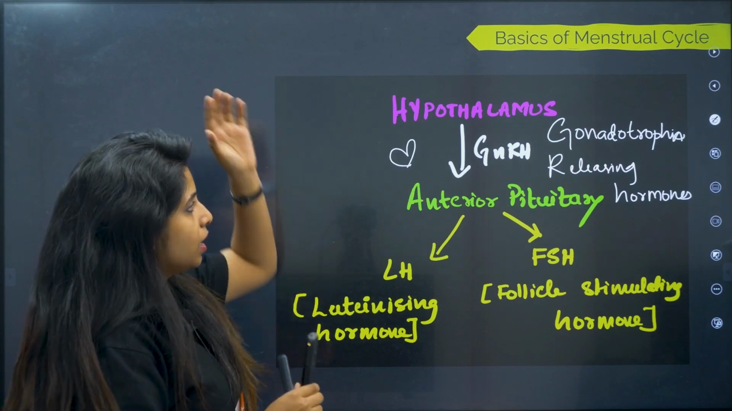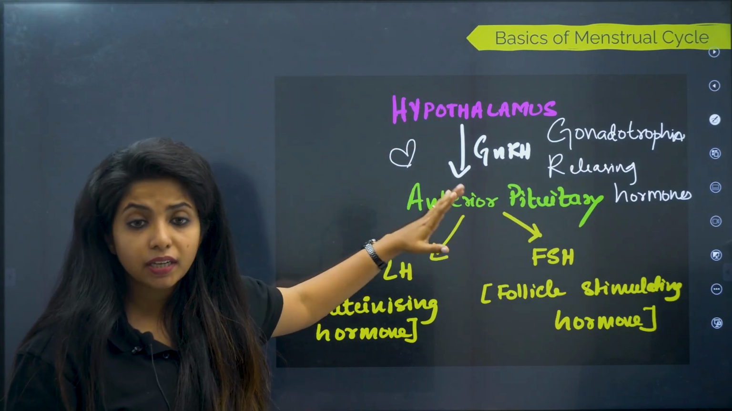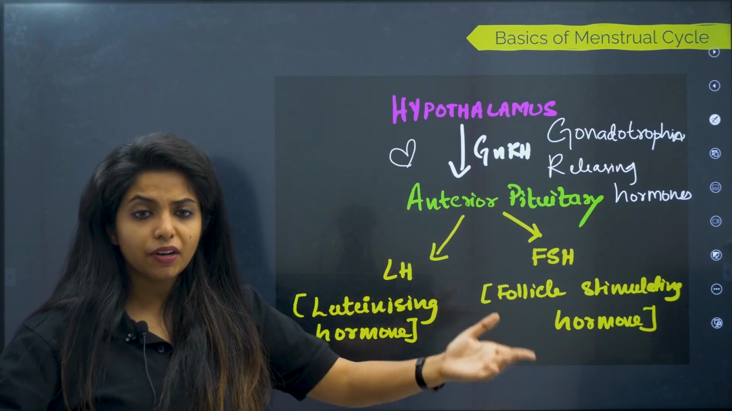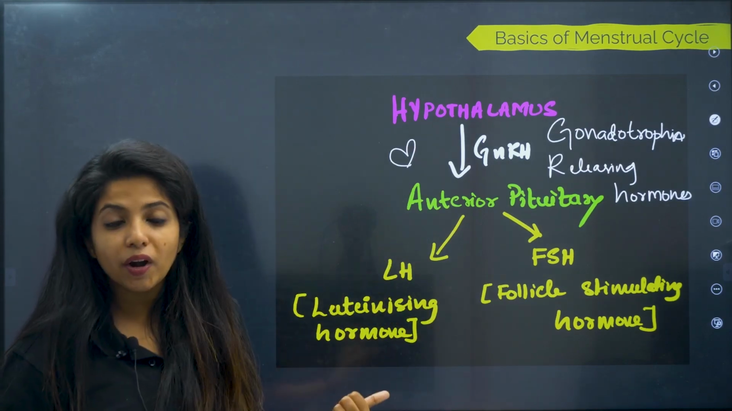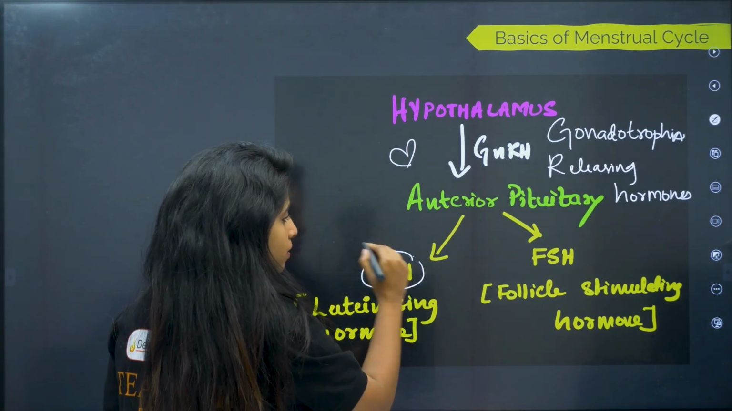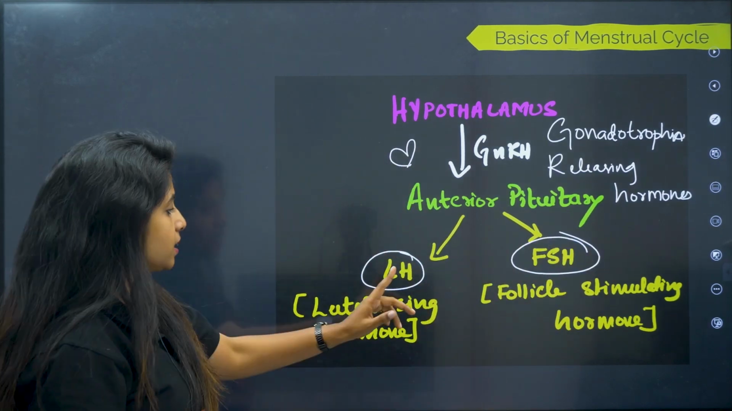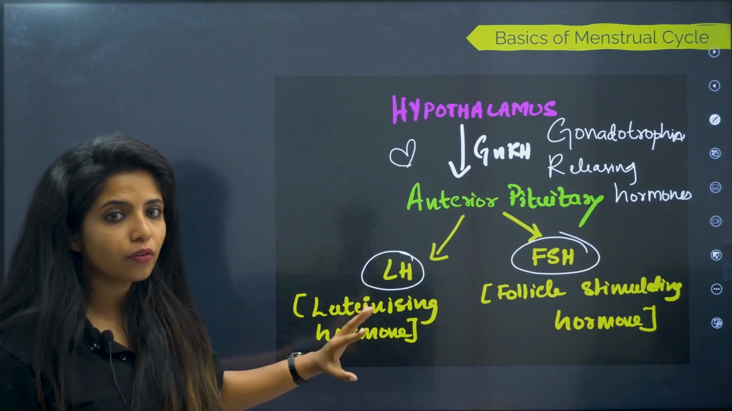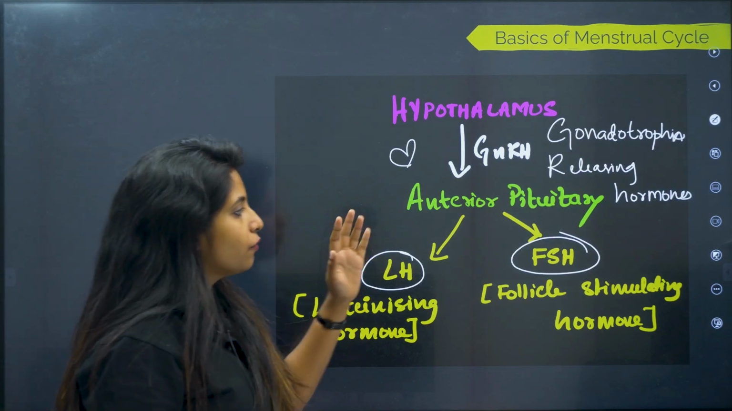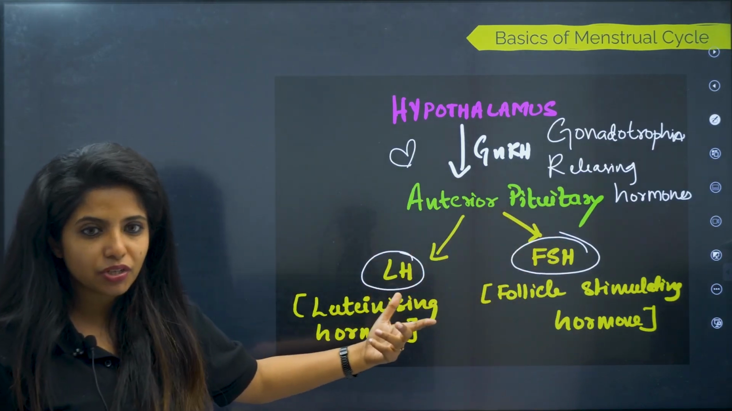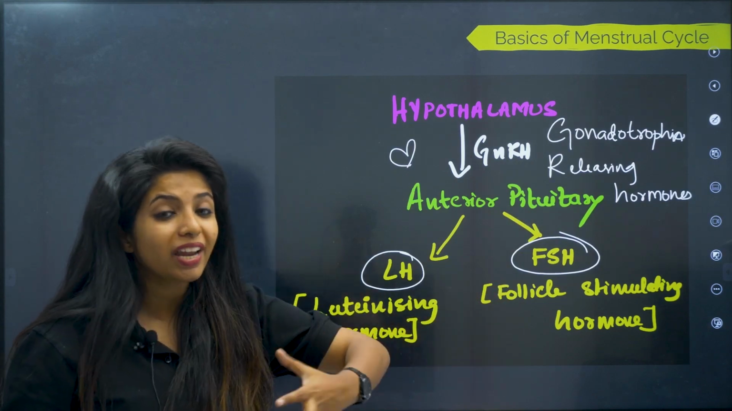So what is happening? Hypothalamus tells the anterior pituitary, hey, all the gonadotropins, please release. So over here, what all gonadotropins do we have? We have LH, that is one, and FSH, that is the next one. LH stands for luteinizing hormone. The role of it you will get to know really soon. FSH stands for follicle stimulating hormone. As the name suggests, it is going to stimulate the follicle.